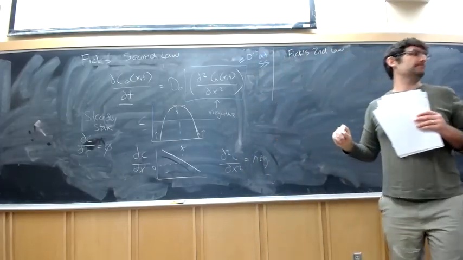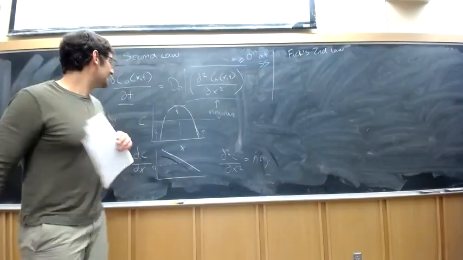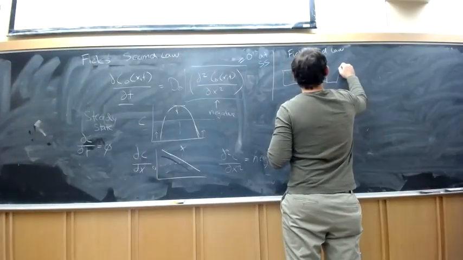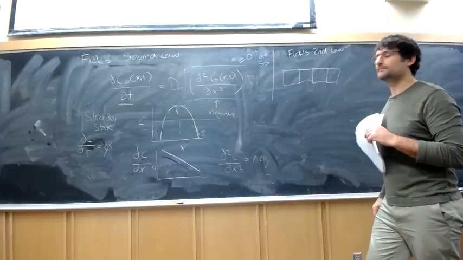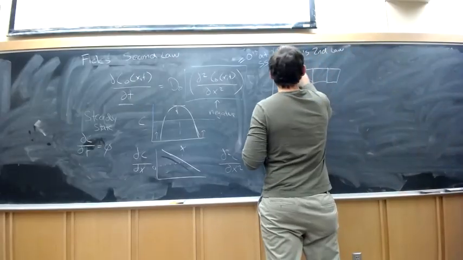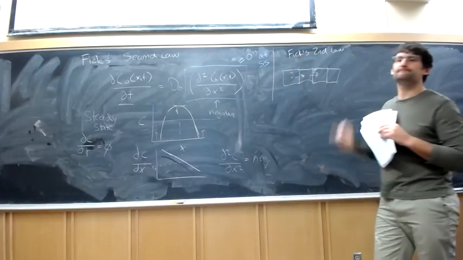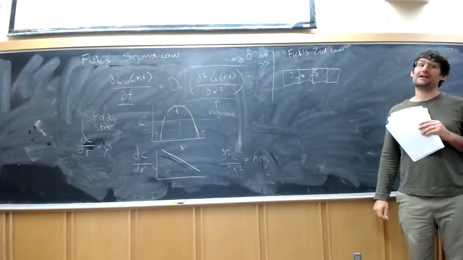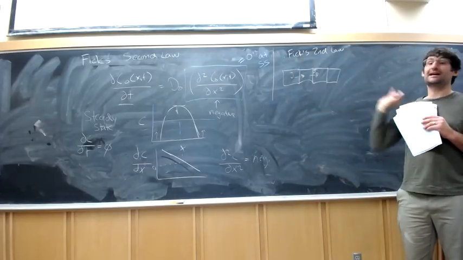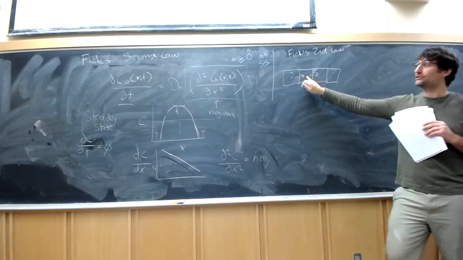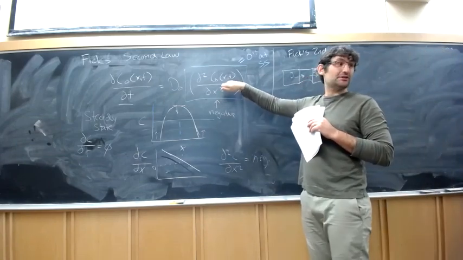What does continuity mean? In this context, imagine I carved up space into a bunch of blocks, right? And I had some J in and some J out. At steady state, what has to happen? J in equals J out. And if J in doesn't equal J out, what happens to the concentration here? It changes. It either goes up or down, according to this equation.